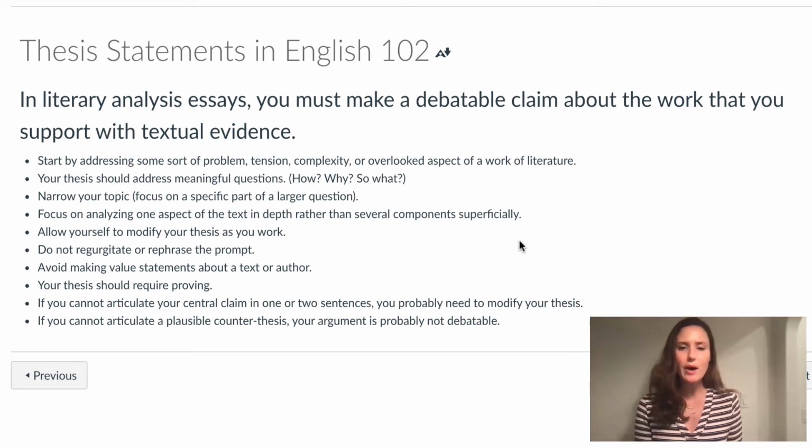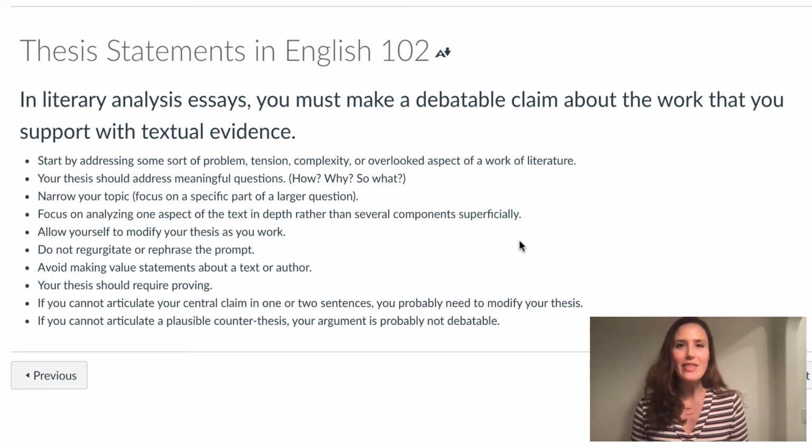And if you can't form a plausible counter thesis, your argument's probably not debatable. So that's probably not a good thing. I think this is my best tip. If a reasonable person who's read the text cannot form a plausible counter-argument or a thesis that departs from yours or disagrees with yours, doesn't mean it has to be the exact opposite, but if they could not support that with any examples from the text, that probably means that you're arguing something that's just not debatable. Like I've said a few times already, if your thesis is something that every reasonable reader agrees with, that means there's no point in writing it.